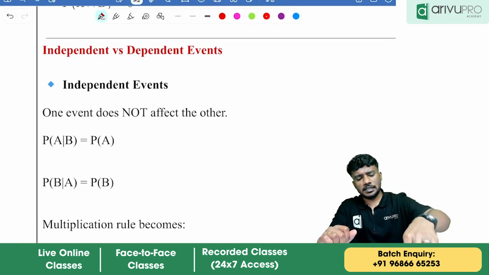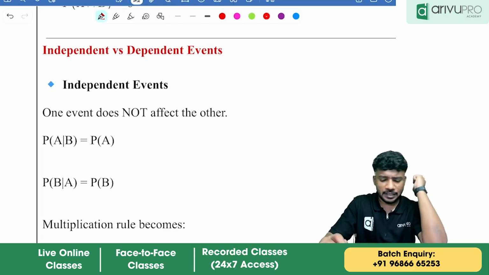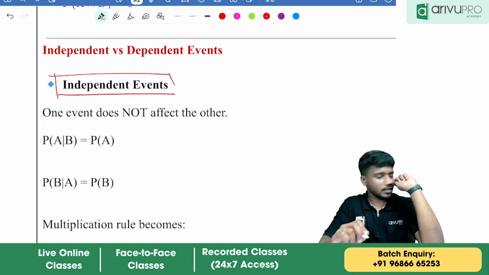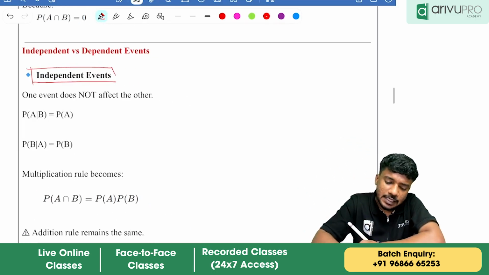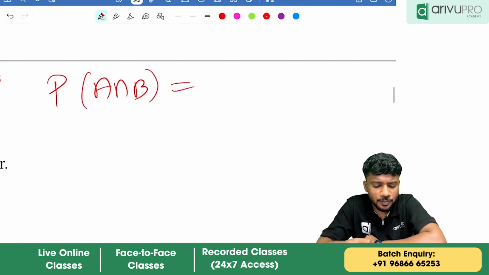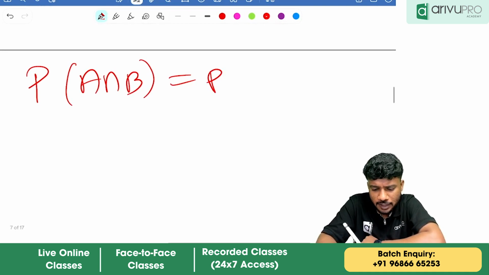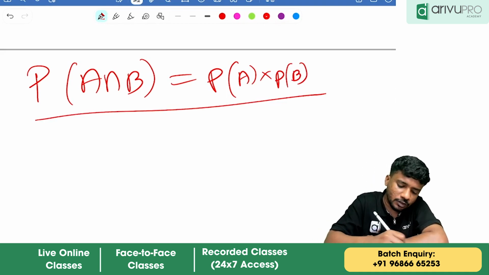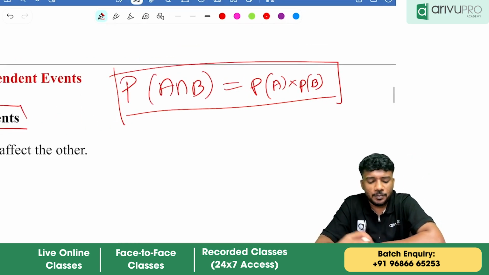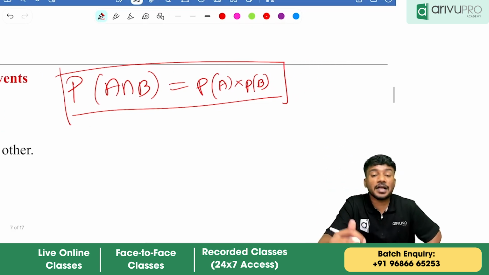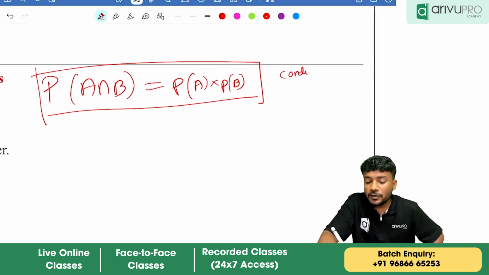Next one is called independent versus dependent event, and most of the cases we are more concentrating on independent event. Independent event means here the P of A intersection B value will be the product of P of A and P of B. Make a note of it. In independent events, P of A intersection B will be equal to P of A into P of B. This is the condition for independent event.